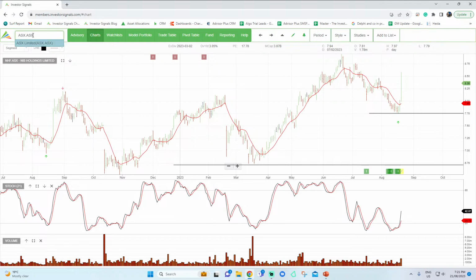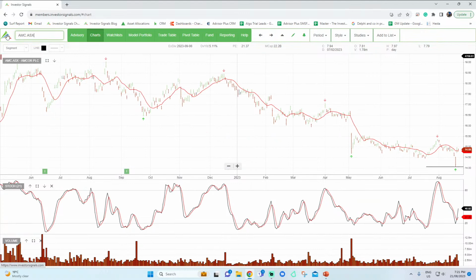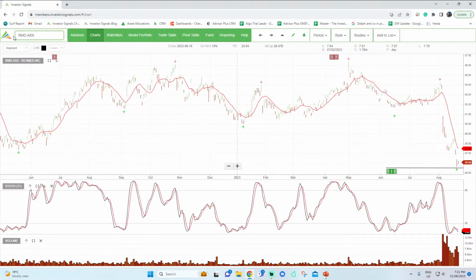ASX, so we touched on this earlier, but this correction down here to $57, $55 is a buying opportunity, and you should be starting to accumulate that. Amcor, correction from 19 down to $15 is a buying opportunity. You should have that in your portfolio. ResMed, the correction here from 37 down to 26, start accumulating that. Initially keep the position size a little bit smaller, but ResMed at around this $25, $26 is a buying opportunity.